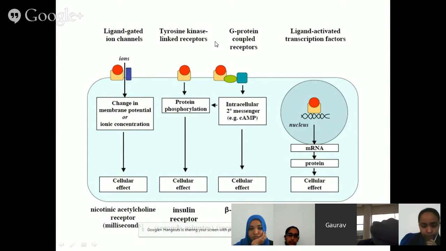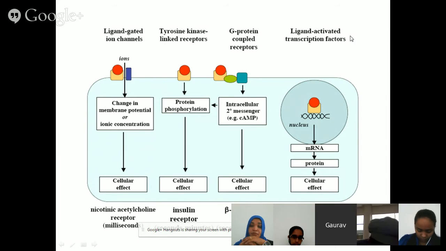Next is tyrosine kinase linked receptors. Whenever the messengers bind on the receptors, they will dimerize the structures, phosphorylate proteins, activate proteins, producing different types of cellular responses. An example is the insulin receptor. Third is the G protein coupled receptor. When the messengers bind on a G protein coupled receptor, they will start to produce second messengers, that is cyclic AMP, which we'll discuss in the next slide. After producing these second messengers, they will produce different types of cellular responses. An example is the beta adrenergic receptor.